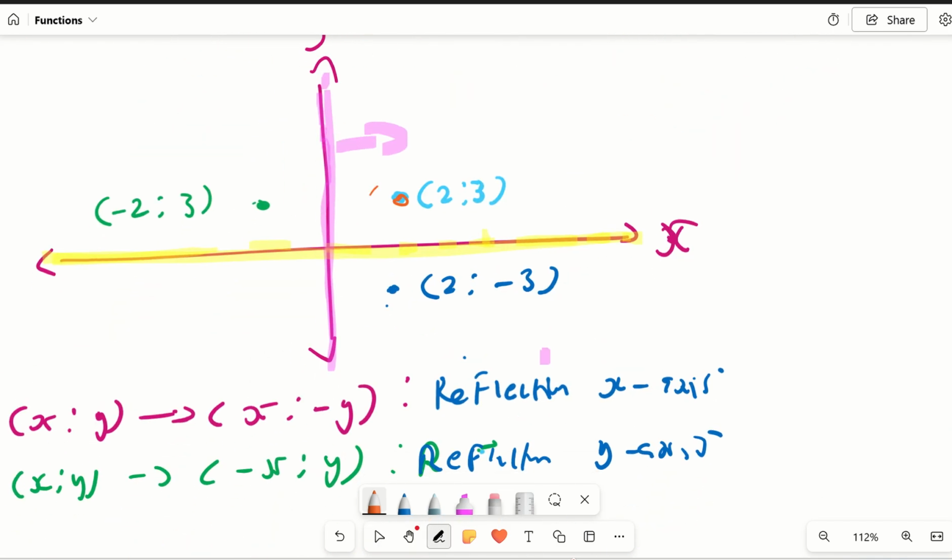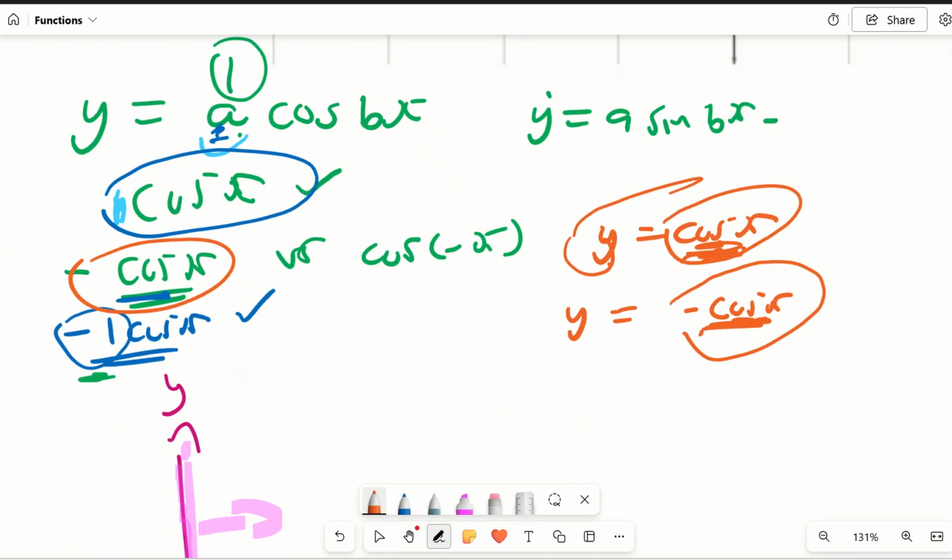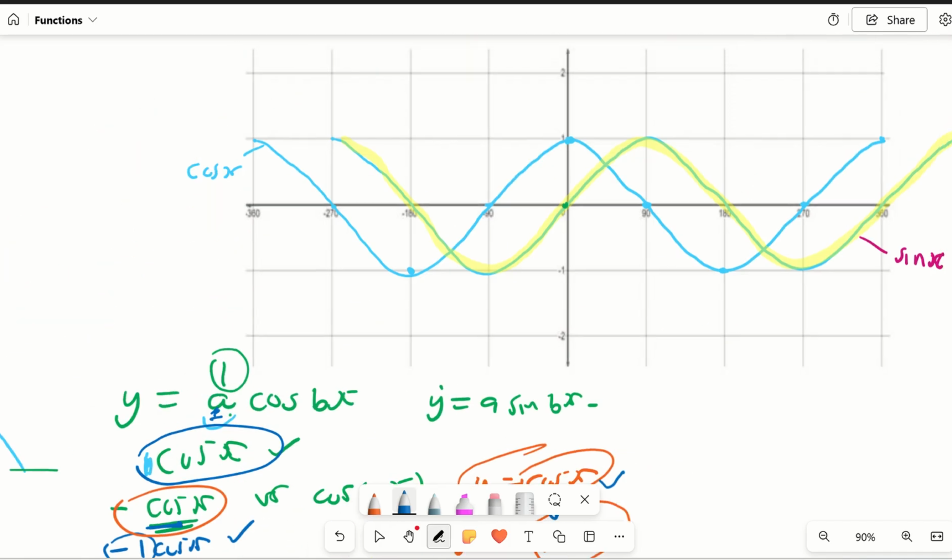You know when you reflect a point and the y changes sign, it implies that you have reflected through the x-axis. So therefore, for you to move from cos x to minus cos x, it means that you would have reflected the graph of cos x through the x-axis. Let me show you the evidence there.